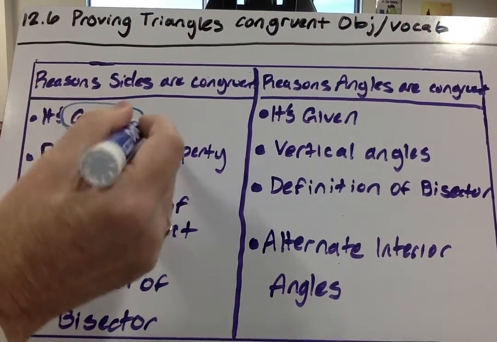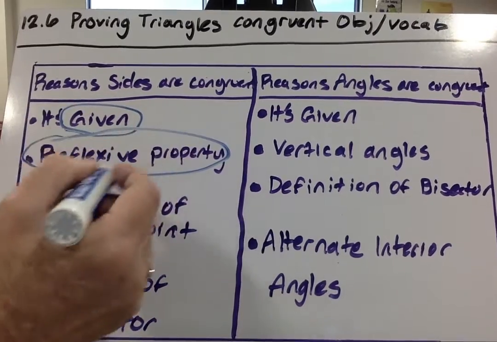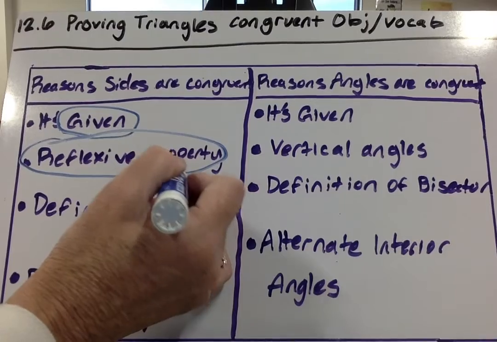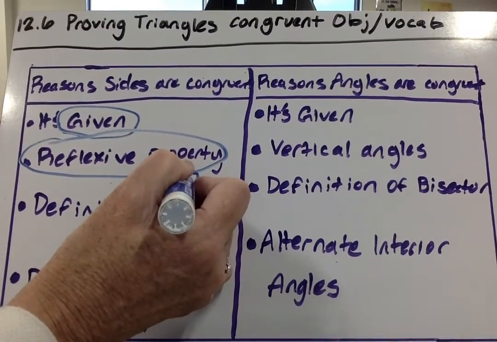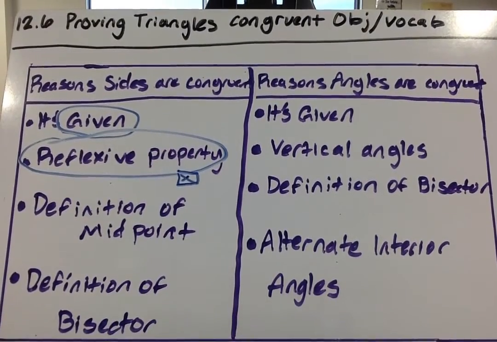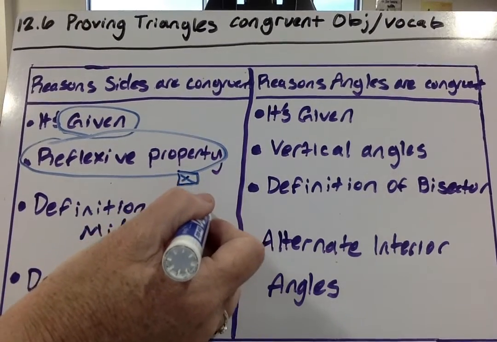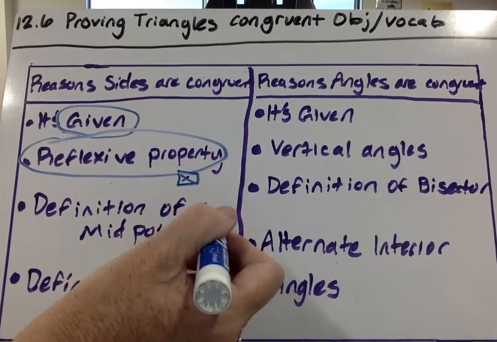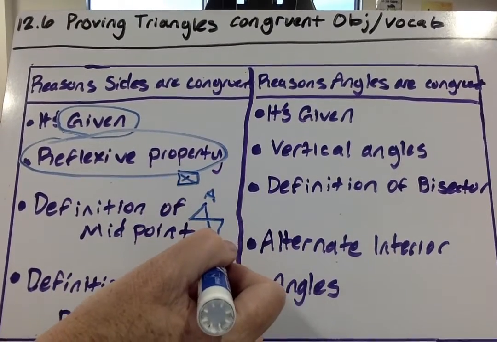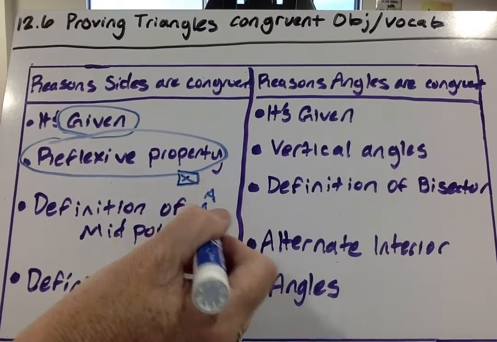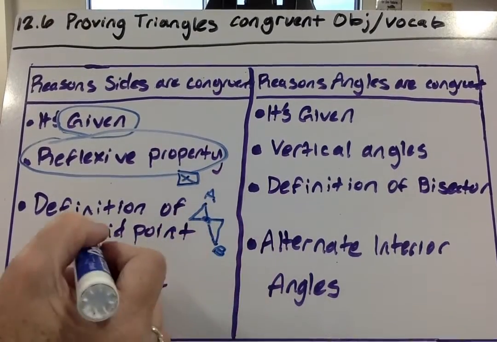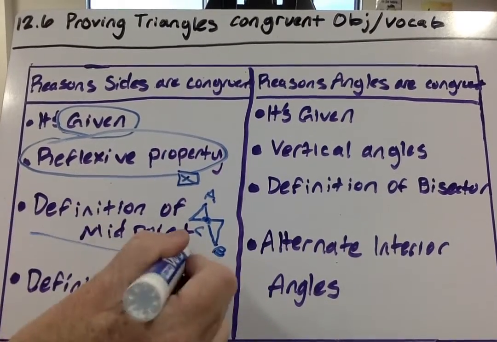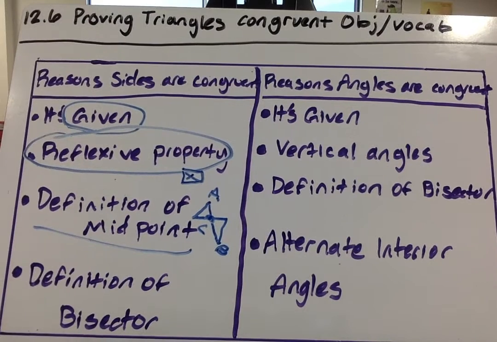It's either given, or the reflexive property, that's like saying if one side is shared by both triangles, that would be using the reflexive property. Definition of midpoint: if I have AB and say C is the midpoint of AB, I could say that AC is congruent to CB by definition of midpoint. Okay? All right.